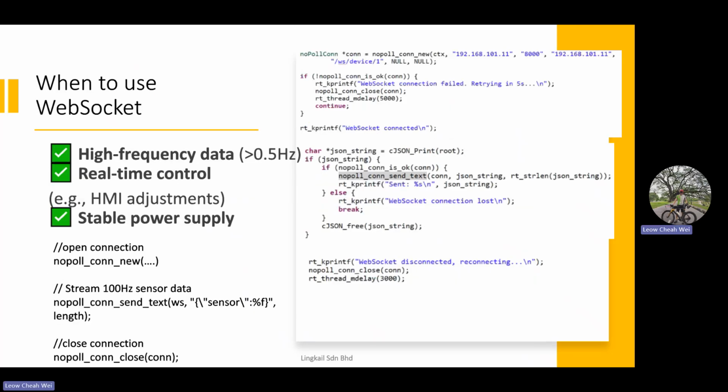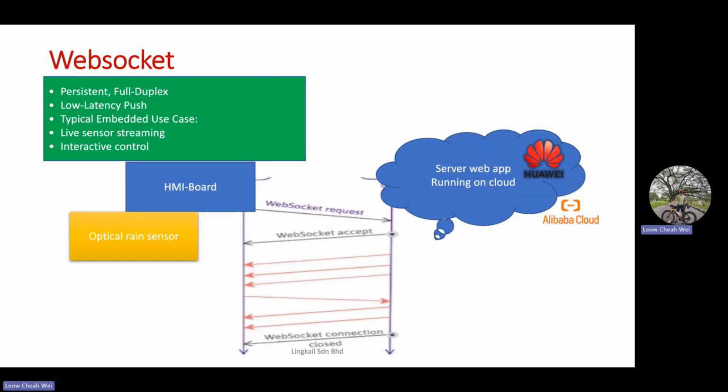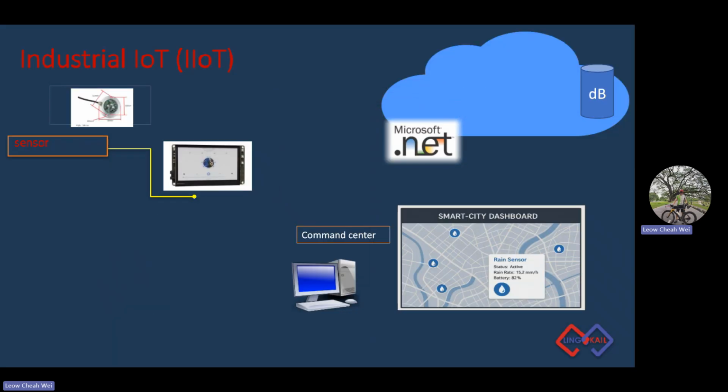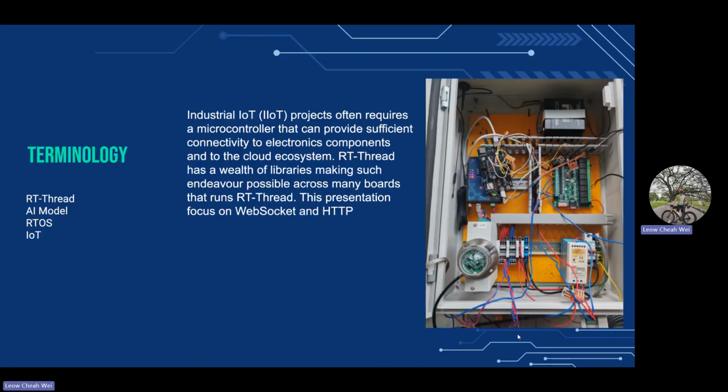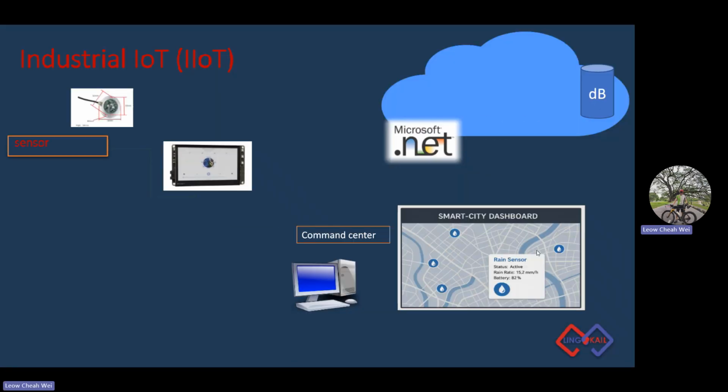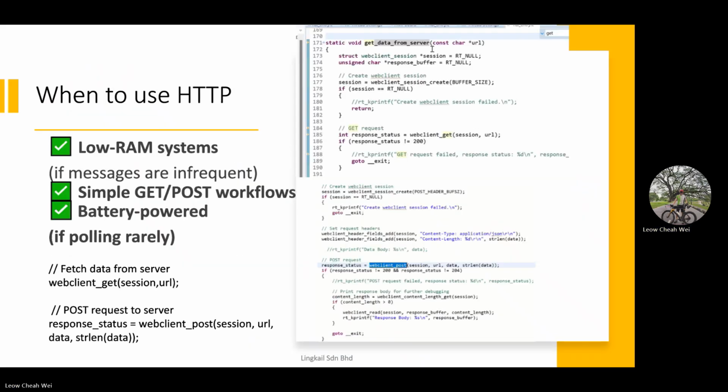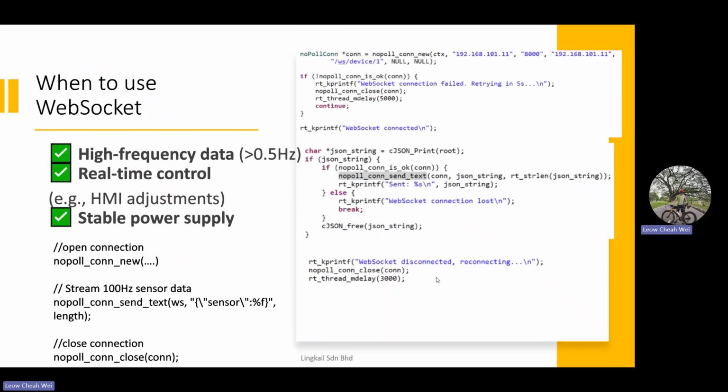Now let's look at WebSocket. When we want to deal with streaming data, that means data keeps coming at a higher frequency, like more than 0.5 Hertz, that means 2 samples per second. Or we want something more interactive, more real-time control, like the server can control the user interface, the HMI. Or we have a stable power supply, as in my case just now. I actually have constant power, which is a stable power source. So we find that WebSocket is more suitable.